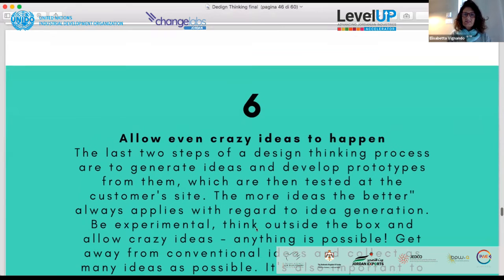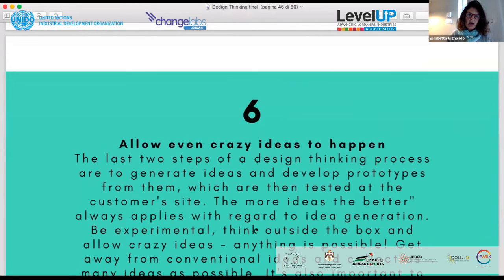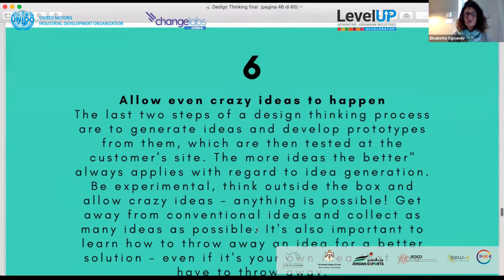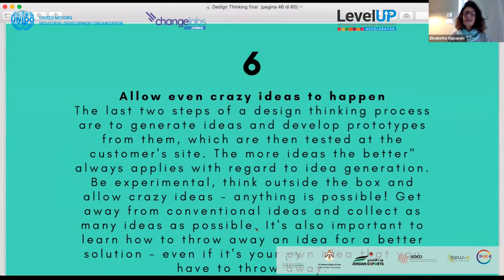Then point 6, allow even crazy ideas to happen. The last two steps of the design thinking process are to generate ideas and develop prototypes from them, which are then tested on the customer side. The more ideas, the better always applies with regard to idea generation. So again, be experimental, think outside the box, and allow crazy ideas to come because everything is possible.